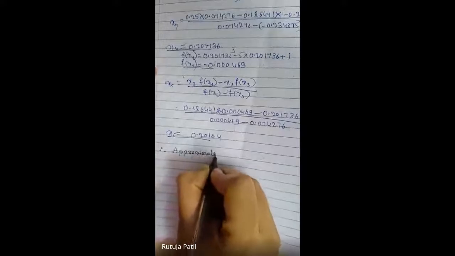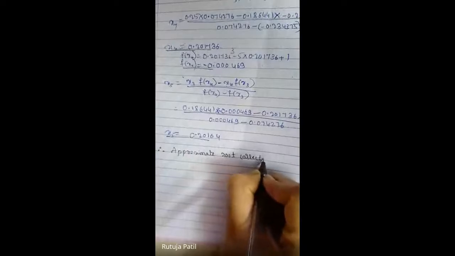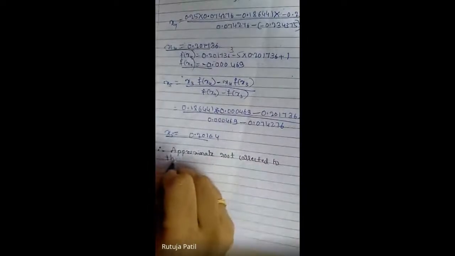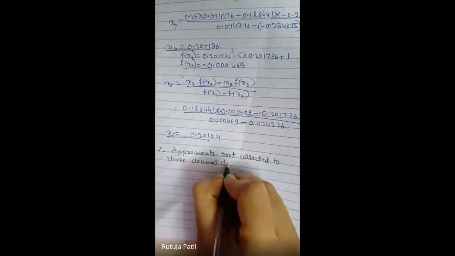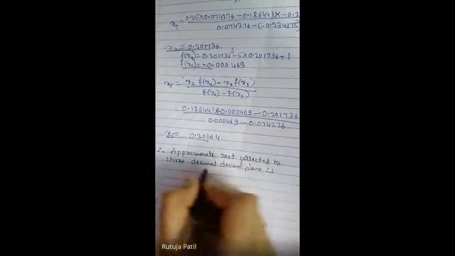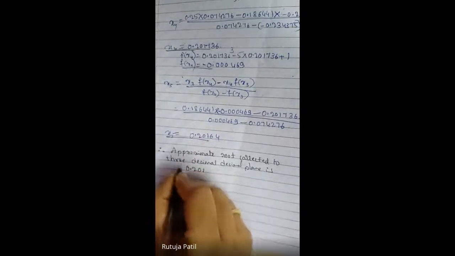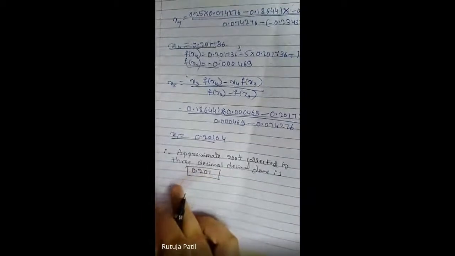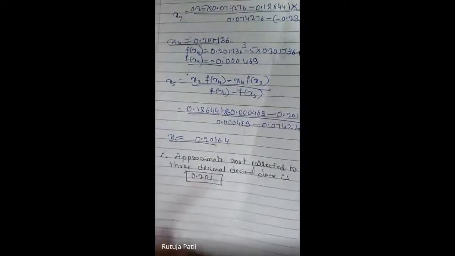therefore approximate root corrected to 3 decimal places is, that is 0.201. Okay, so this is how we find the value of x using the secant method. So let me take another example on this.